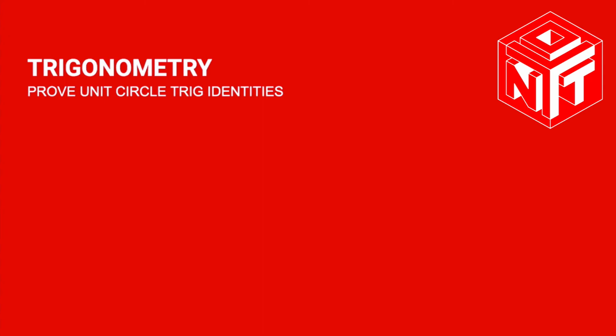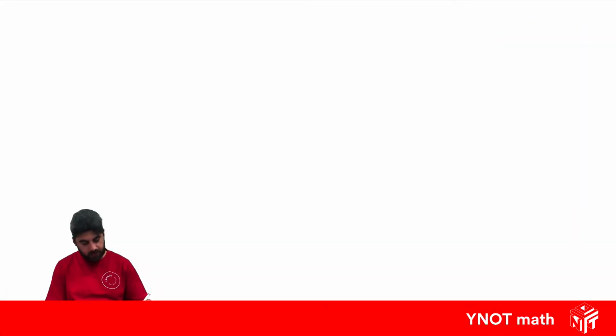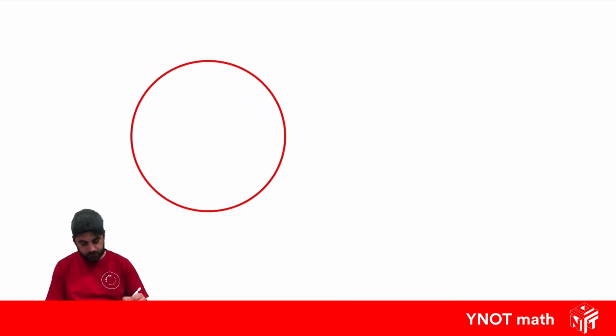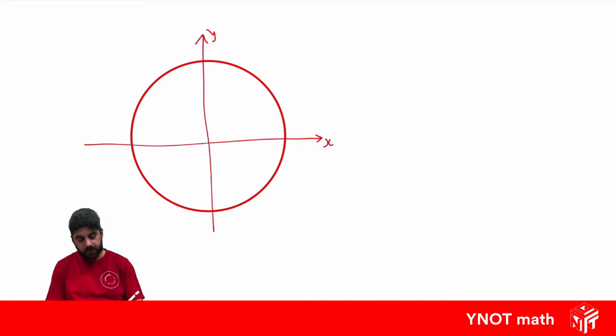Proving the unit circle trig identities. So let's draw up our unit circle. We'll let our axes in. And so our unit circle has a radius of 1, and we're going to drop a perpendicular here.